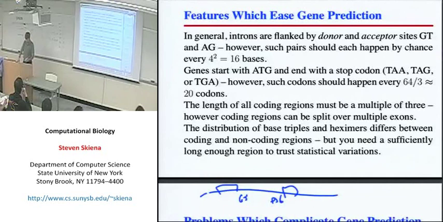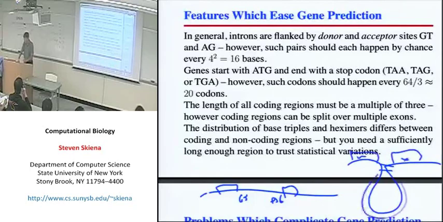The way that I picture it happening, the RNA folds into some kind of a knot. Here is the exon. Here is the exon. Here is the intron that's going to get spliced out.